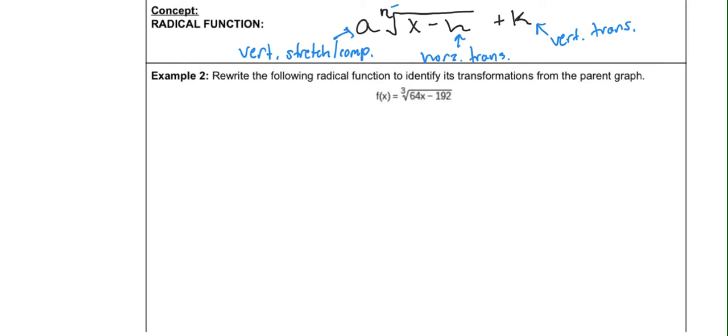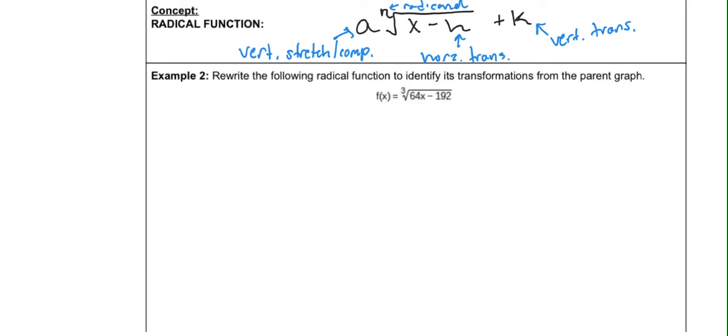And again, n is called our radicand, and if it's 3, it'd be the cube root. If it's just not there, then it's implied it's the square root. All right, so let's look at an example of rewriting this radical function to identify its transformations.